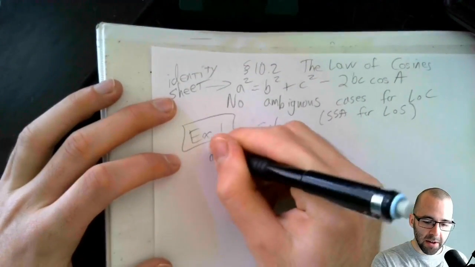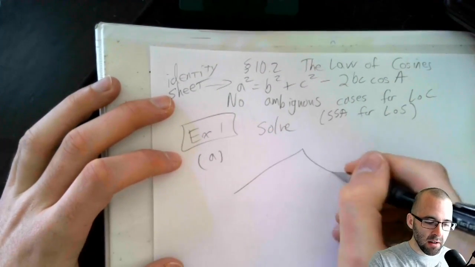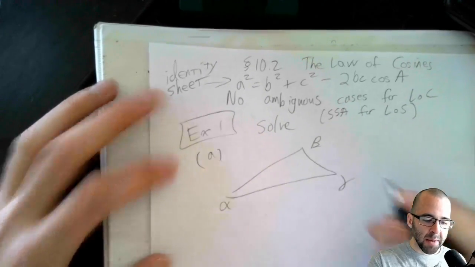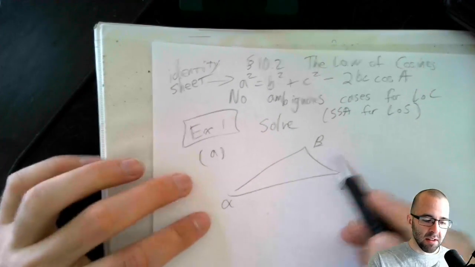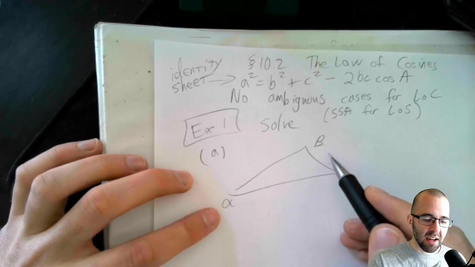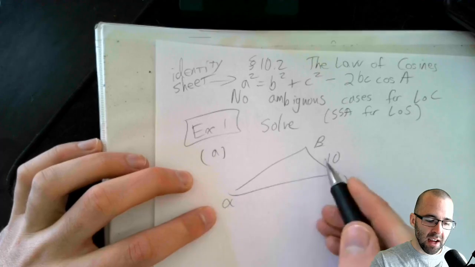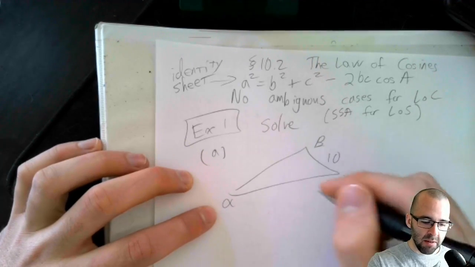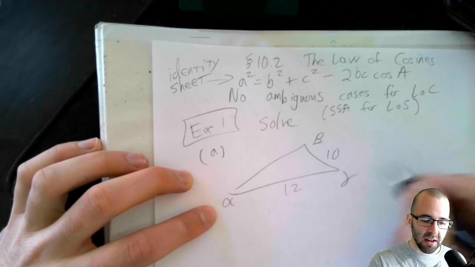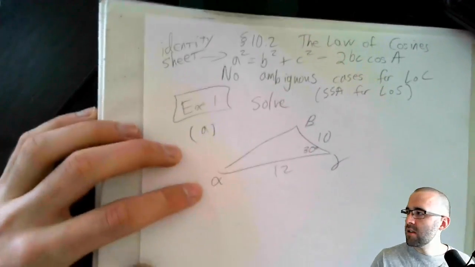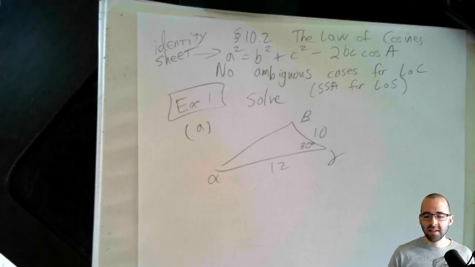All right, solve these triangles. Part A, I'll give you a picture. Again, alpha, beta, gamma, and then A, B, C. Remember, A, B, C is always the side opposite that angle. So A is going to be 10. A is opposite alpha. And B is going to be 12, opposite beta. And here, gamma is 30 degrees.